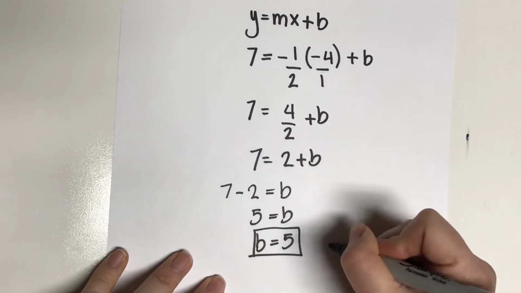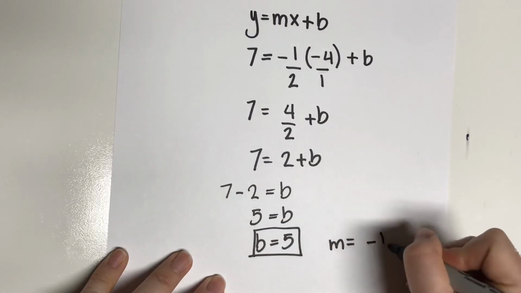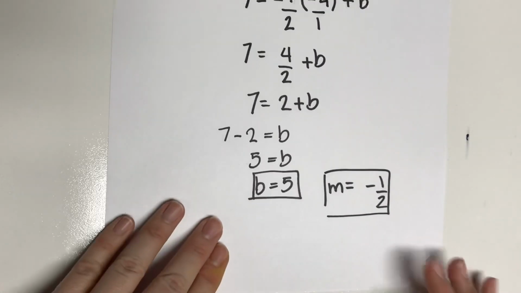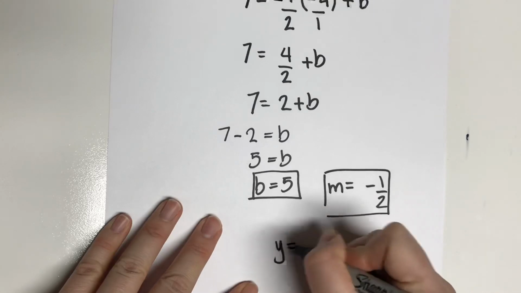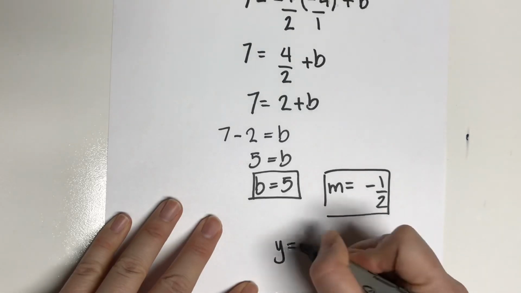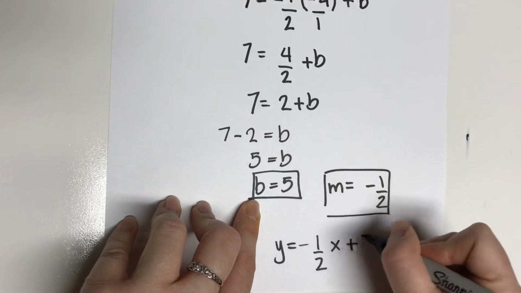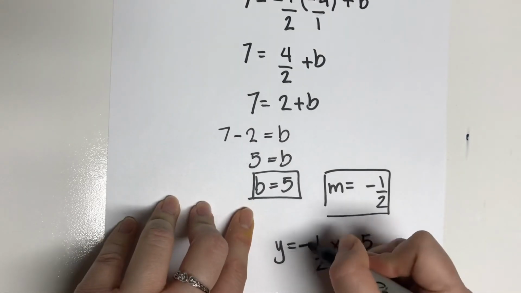I know my m from up there is -1 over 2. So I can write my equation. Y equals m, which is -1 over 2, x plus b, which is 5. And that's my final answer.